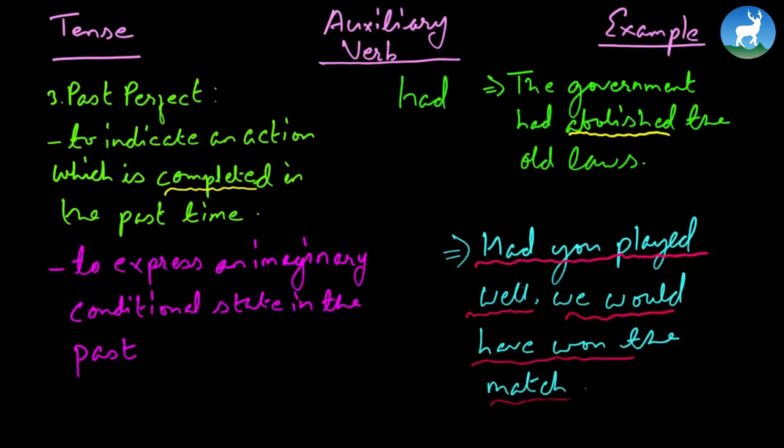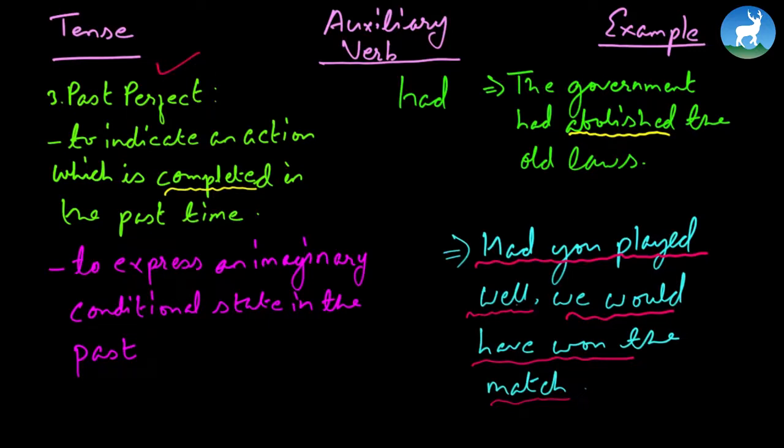All right, that's why, because this is an imaginary statement. Why? Because they have lost the match, but they're just imagining that had you played well, you would have won the match. Had you studied well, you would have passed the examination, meaning a person has failed here. See, that's an imaginary conditional state in the past. So to express these two, we also use past perfect.